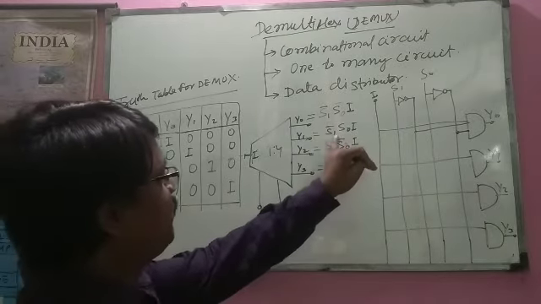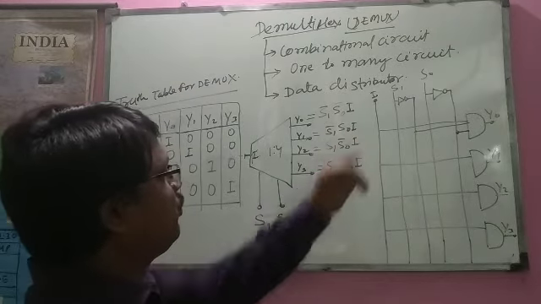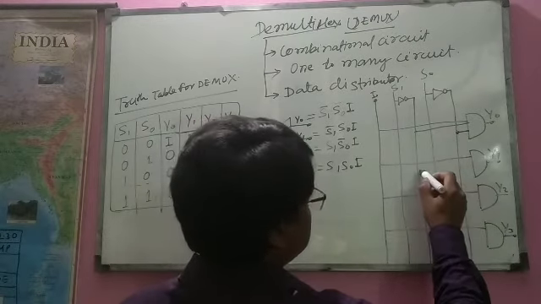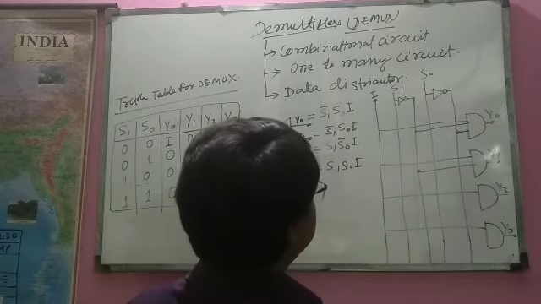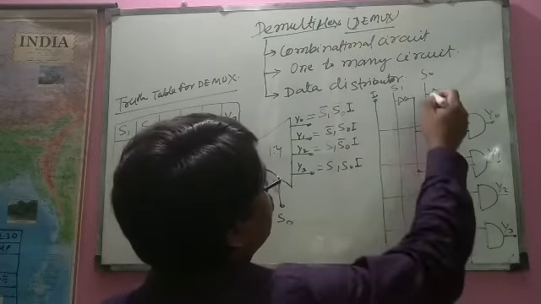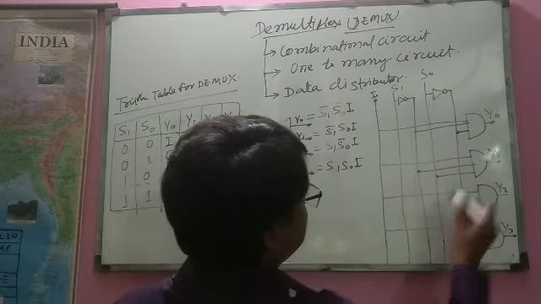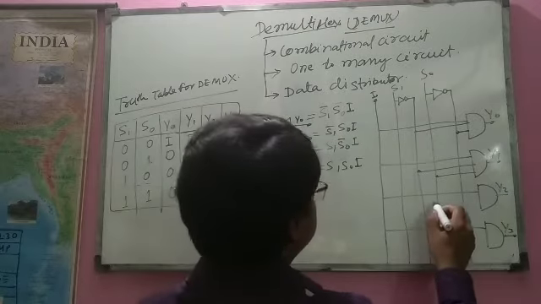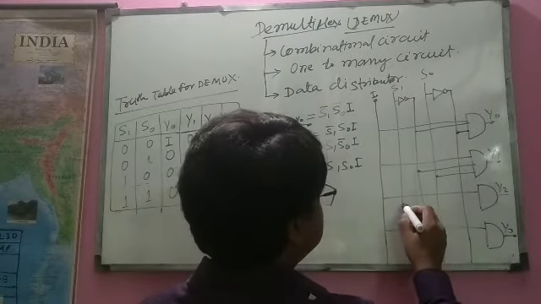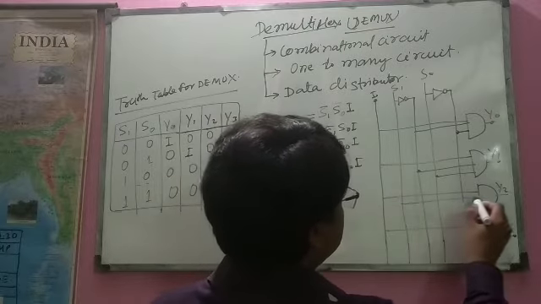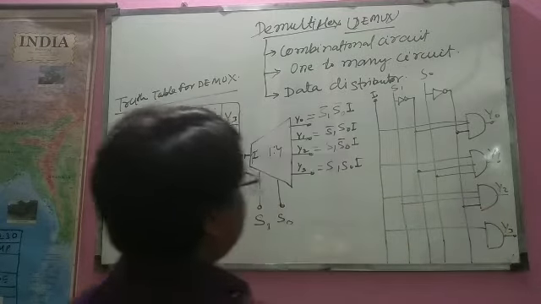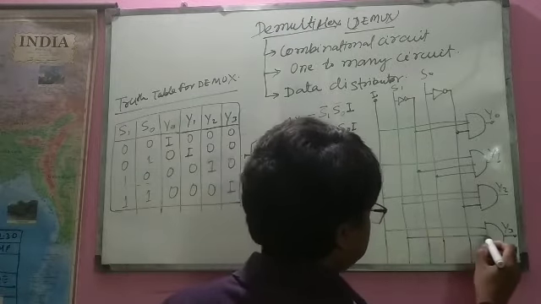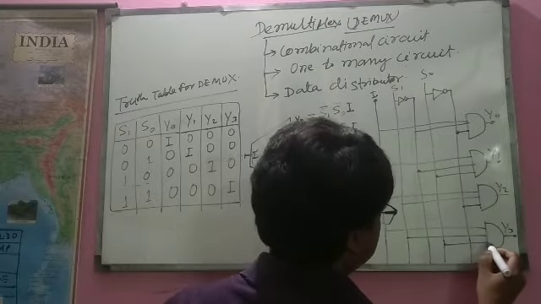What is the expression for Y1? It is S1 bar, S0. Okay, so S1 bar, where is S1 bar? Here it is S1 bar. And where is S0? So here it is S0. Now what is the expression of Y2? S1, S0 bar. So it is S1, and this is S0 bar. And finally S1, S0. So this one is S0 and this is S1.